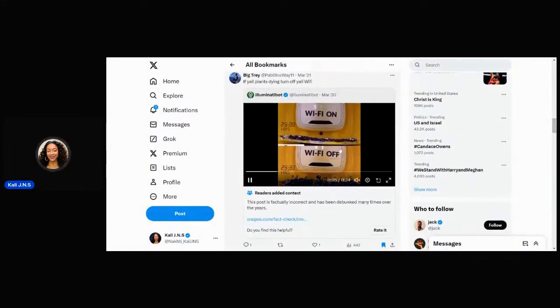Here we go. So here's the Wi-Fi on and then the Wi-Fi off. Now look how this plant is growing.